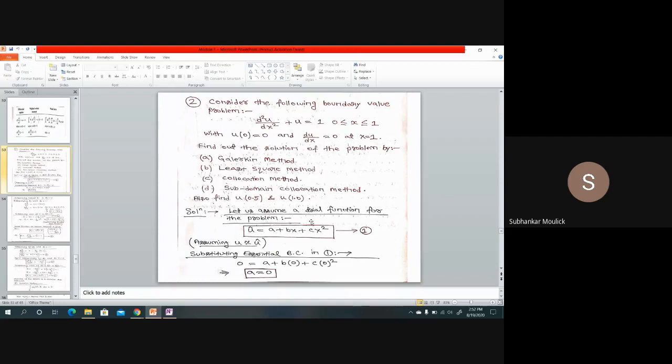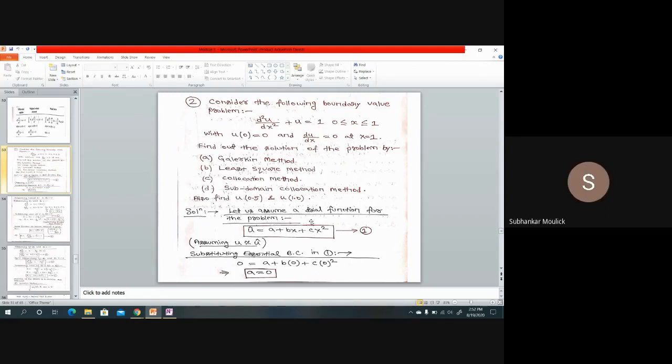But in polynomial functions there are many functions. Linear polynomial function is there, quadratic polynomial function is there, cubic polynomial function is there, and many more. So which polynomial function will you select to solve the problem? Tell me. U cap can be a plus bx. U cap can be a plus bx plus cx square, which is quadratic polynomial. U cap can be a plus bx plus cx square plus dx cube. So which polynomial shall I take to solve? Sir, let us take quadratic, sir.